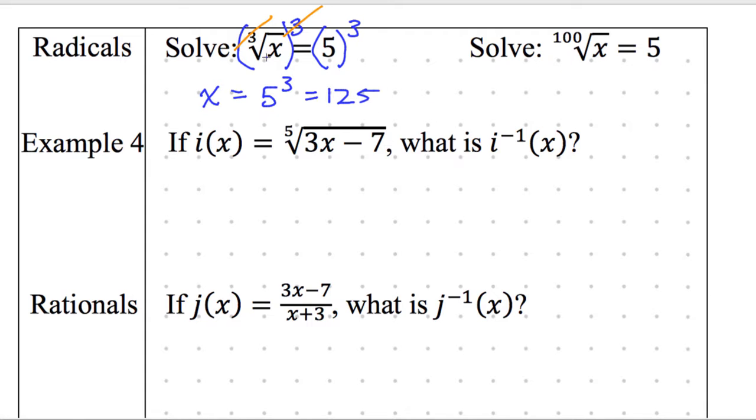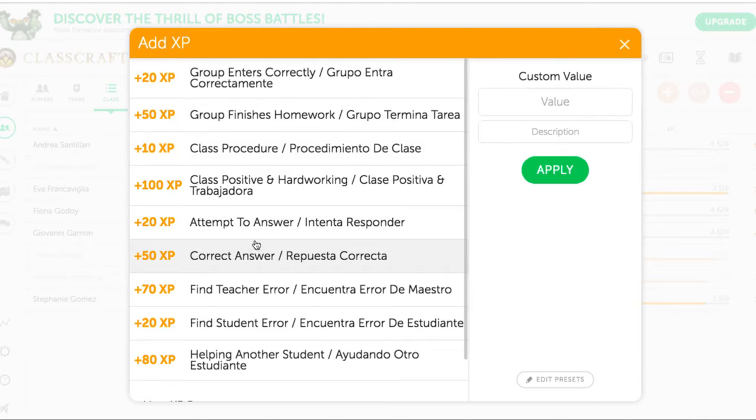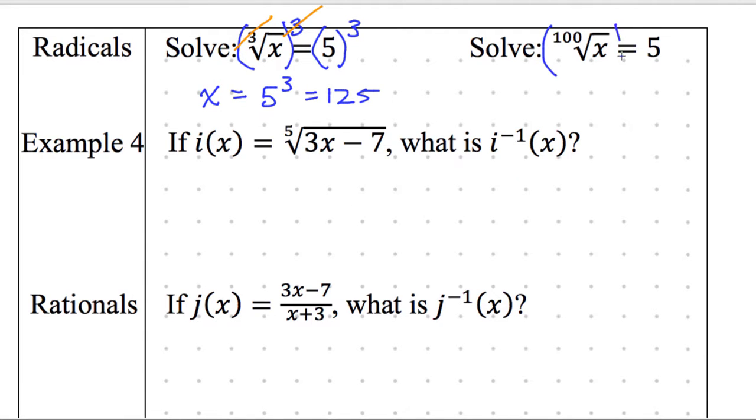And using that same logic to have the indices match the power, what do I do to both sides on this one to make sure I give Fiona her XP? What do I do to this one? What do I do to both sides? Quiet raised hand.